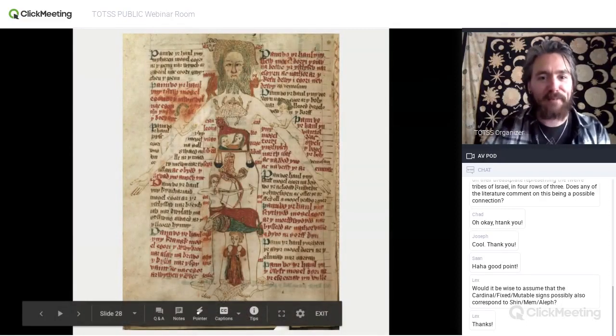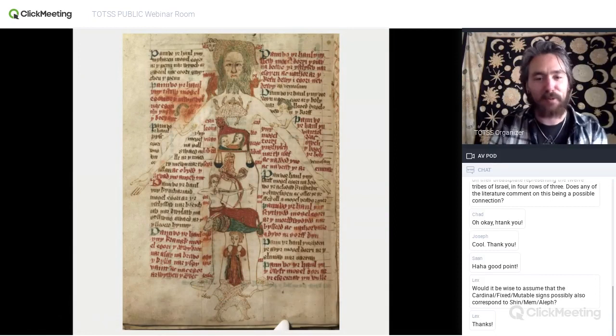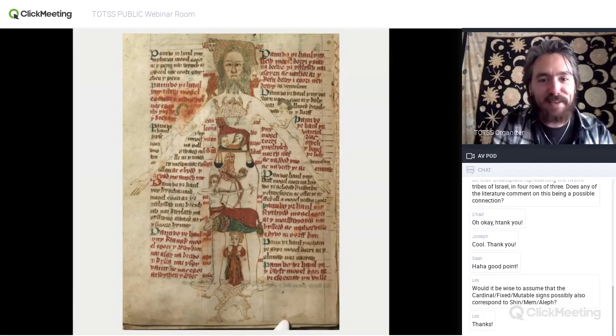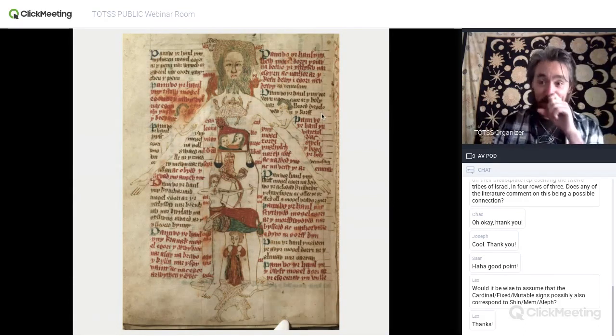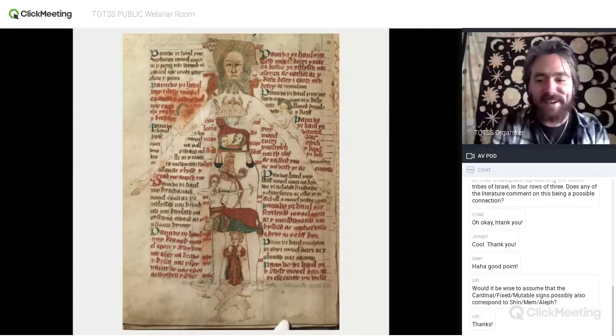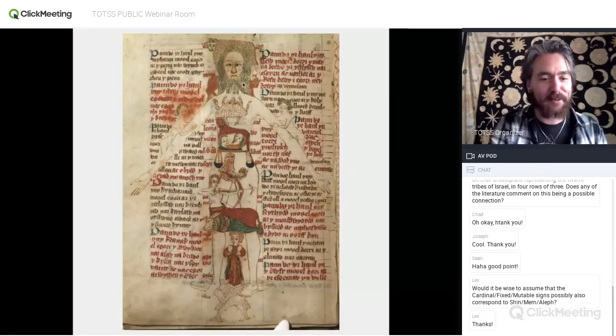Here's another one. I think this one is really funny. The guy looks really unhappy. He's like, I've got a ram on my head. And the Cancer here, this crab is clearly drawn by someone that didn't really know what a crab looked like. I find this really amusing. This guy is like, I'm not okay with what's happening here.